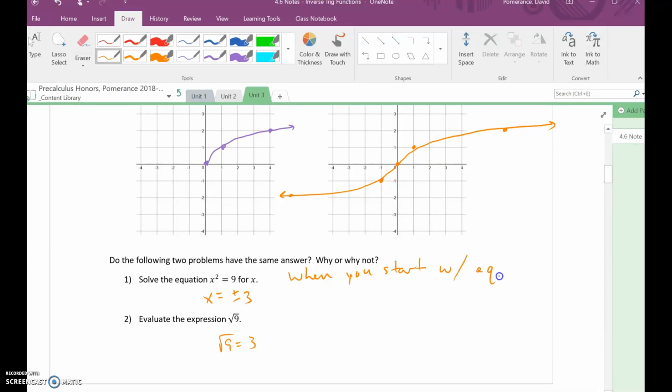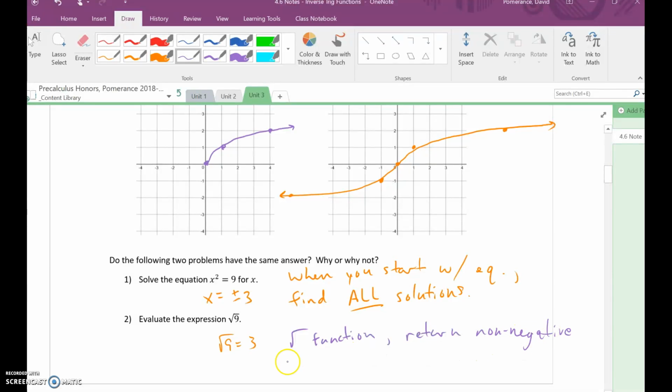When you start with an equation, find all solutions. If you start with the square root function, remember it's a function, it can only return one answer, so return a non-negative answer. A single answer, either 0 or a positive number, never a negative number.